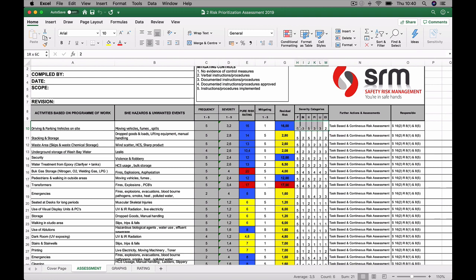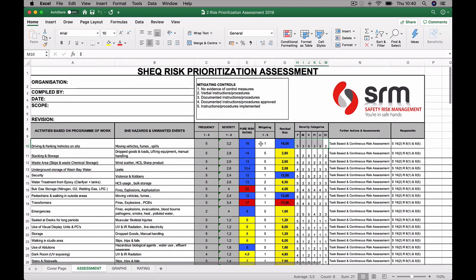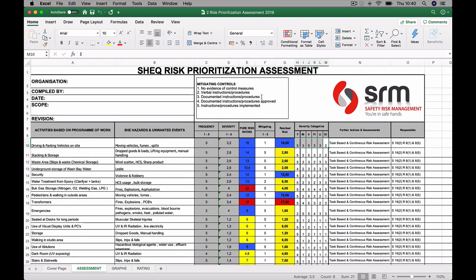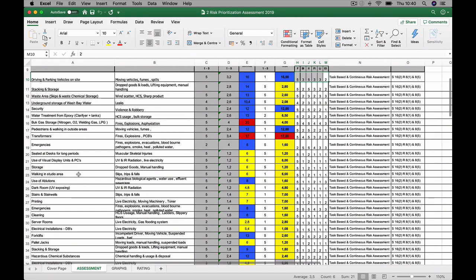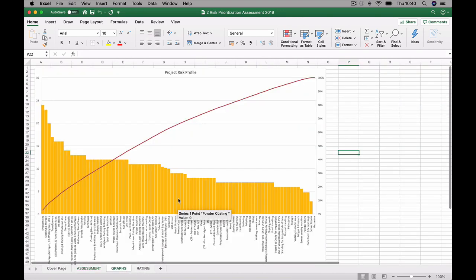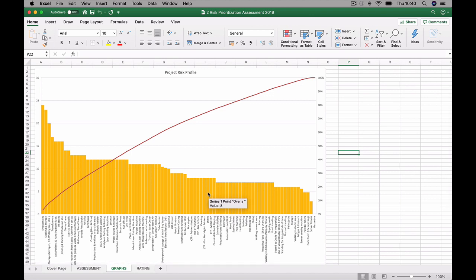So you can see we've got an integrated assessment technique that we utilize for each activity, which gives us a pure risk rating, and then with management we gain an understanding of the level of controls that are implemented. Based on the outcome of that, we can then determine what further actions are required. So this is going to require a detailed task risk assessment and then a continuous risk assessment, and who some of the responsible parties are. The purpose of this entire process is to provide us with this risk profile.